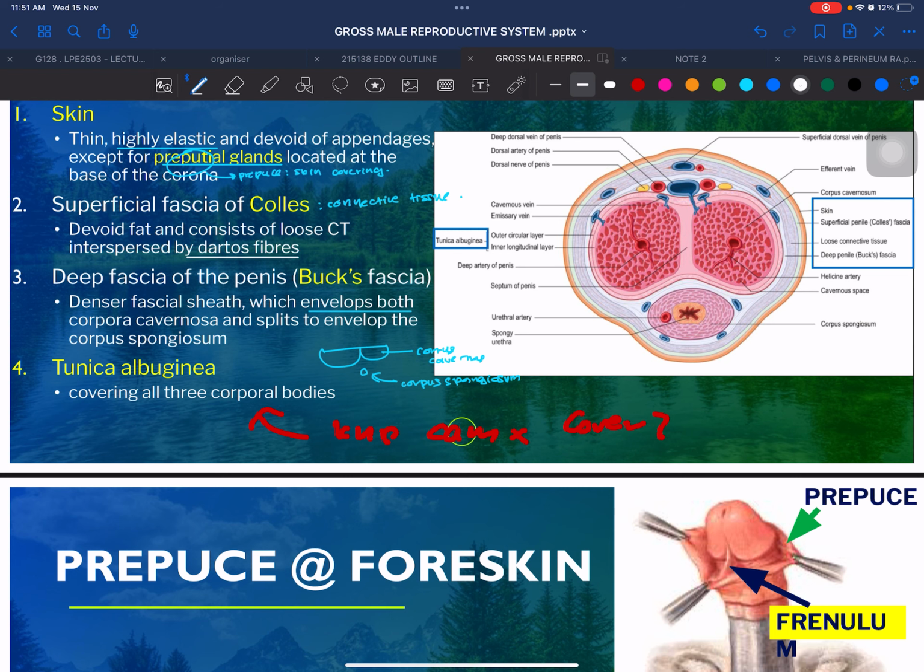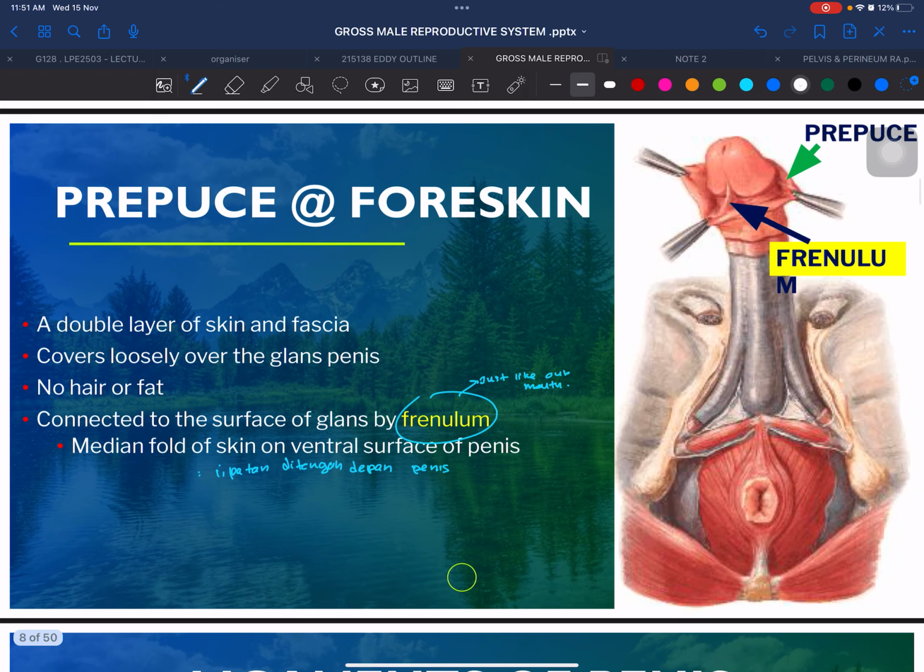Okay, so about the foreskin, a double layer. This is a double layer of the skin and fascia and covers loosely over the glans of the penis. Okay, there is no hair and fat in the prepuce or foreskin, and it is connected to the surface of the glans by the frenulum. Okay, the tongue also has a frenulum. Okay, the glans of the penis also has a frenulum. Don't confuse them. Okay, so it's a median fold of skin on the ventral surface of the penis. Okay, it is only present on the ventral surface and not the dorsal surface.